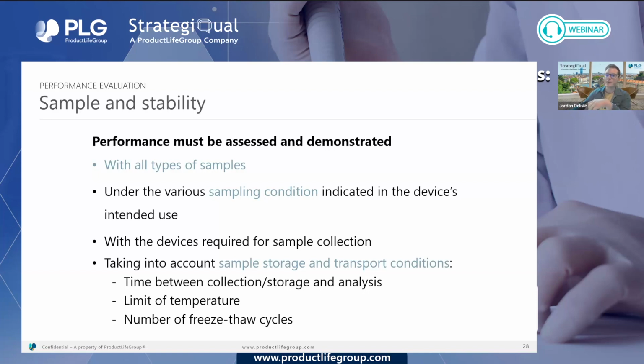The manufacturer must demonstrate sample stability, taking into account the time between sample collection and analysis, storage conditions and temperature limits, and must define the recommended number of freeze-thaw cycles. All this information must be provided and reflected in the analytical performance report. This is particularly relevant for IVDs using methods whose analysis must be completed within a given time frame.